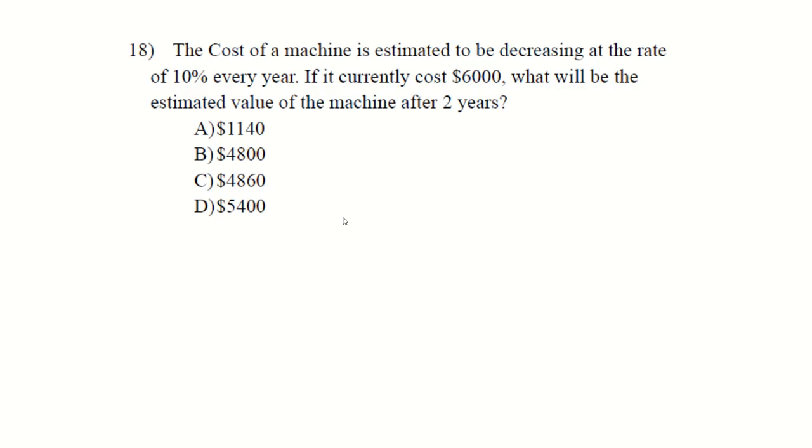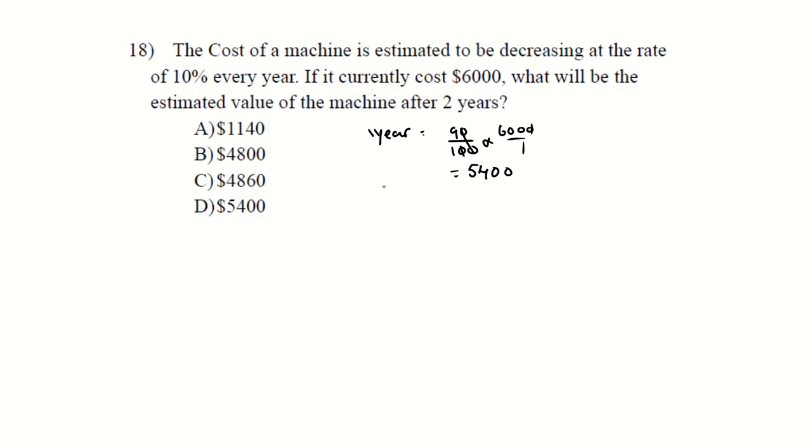Let's go to number 18. The cost of a machine is estimated to be decreasing at a rate of 10% every year. So for every year it decreases by 10%. If it's currently 6,000, what will be the estimated value of the machine after 2 years? So first off, we need to find out how much it decreased by. So after 1 year, it would be 90%, right? 90 over 100 multiplied by 6,000 over 1. This would be 9 sixes are 54, and you add your 2 zeros, right?